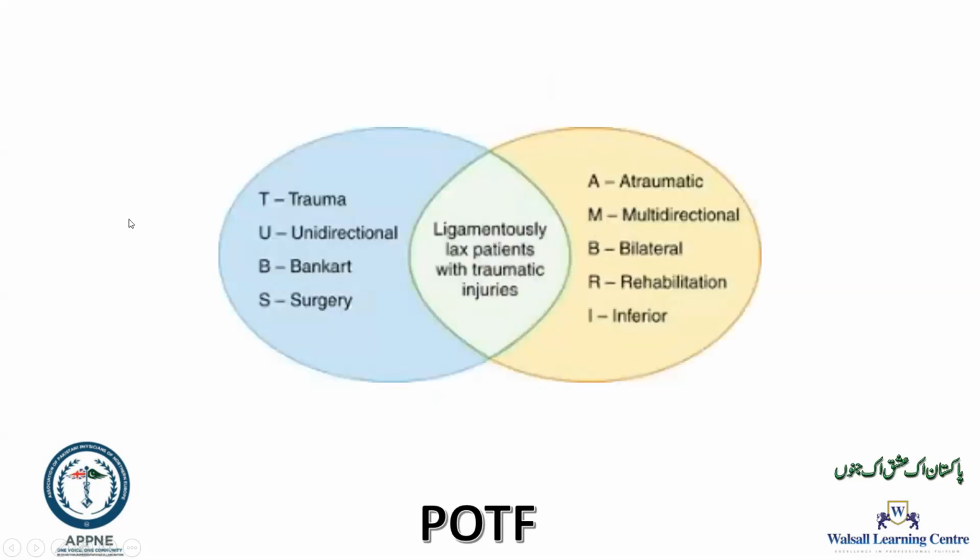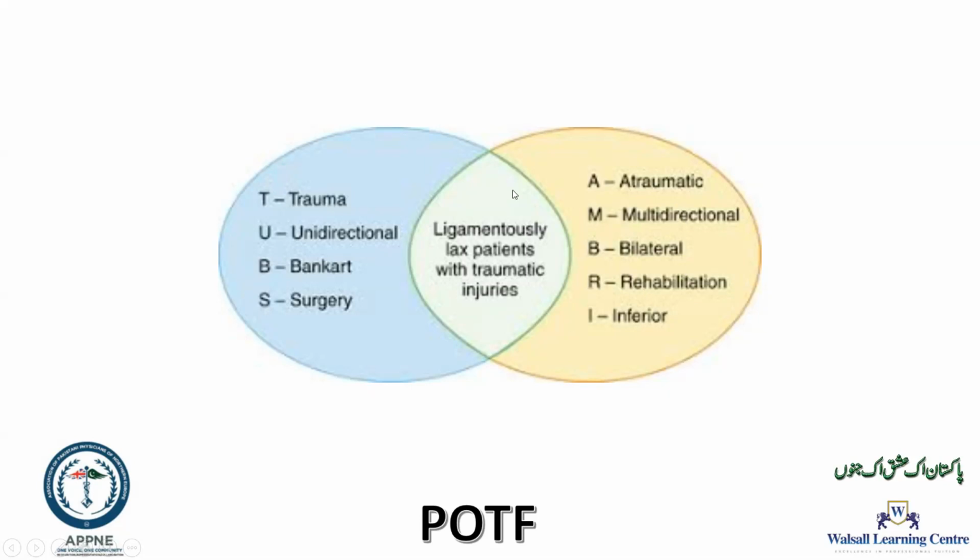So the next thing is TUBS and AMBRI. This is a term that is used a lot. Does anybody know what TUBS and AMBRI mean? Yes, sir. Sir, TUBS is actually traumatic unilateral instability dislocation with Bankart lesion which requires surgery, and it is the most common, a traumatic anterior shoulder dislocation. Okay, so you have TUBS, which is what you just said, and you have AMBRI, which means atraumatic multidirectional. They are always bilateral. They need rehabilitation a lot more, and occasionally you can do an inferior capsular shift for those.